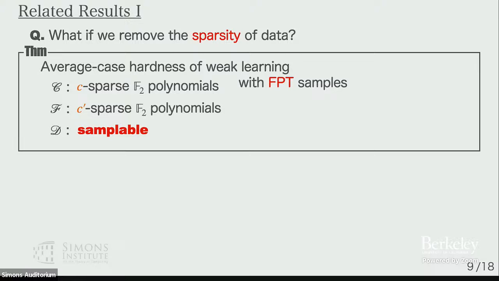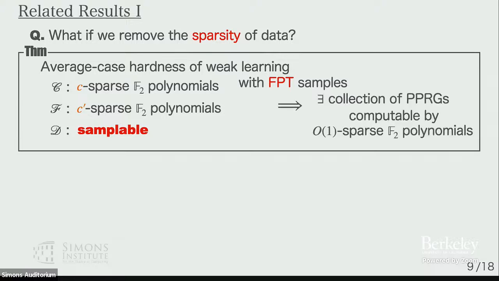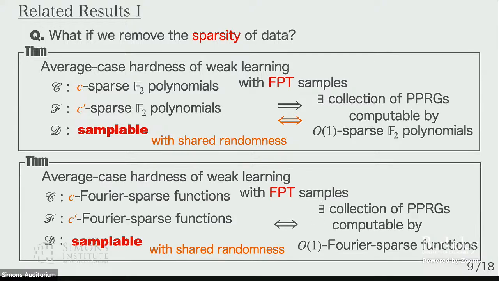For example, if learning C-sparse F2 polynomials on a distribution samplable by C'-sparse F2 polynomials is hard, so we consider a general samplable distribution without sparsity of data, then we can obtain the existence of a collection of PRGs computable by constant-sparse F2 polynomials. And if we consider a samplable distribution with shared randomness, we can characterize this collection of PRGs. We can also obtain the same result for C Fourier sparse functions.